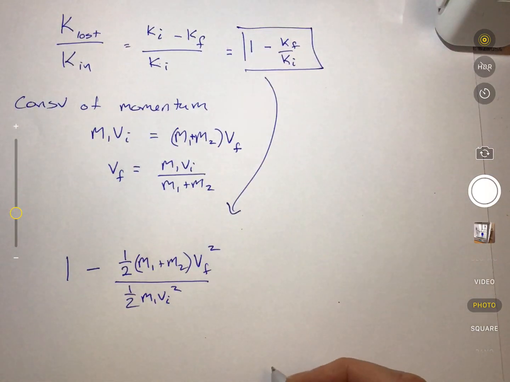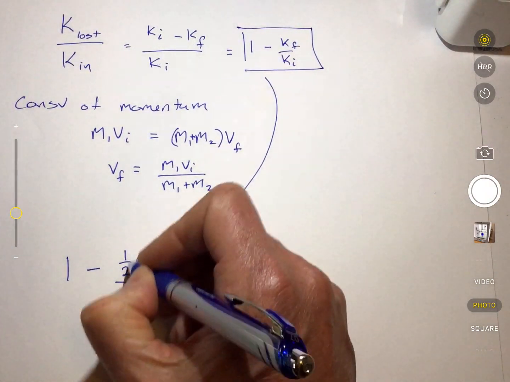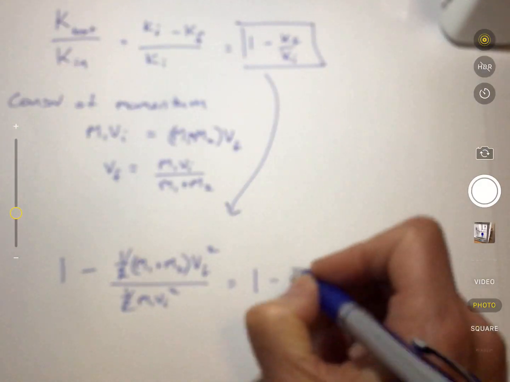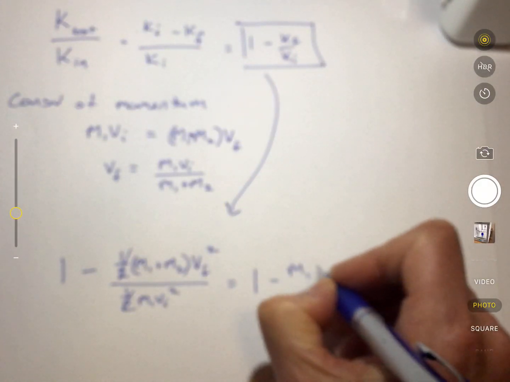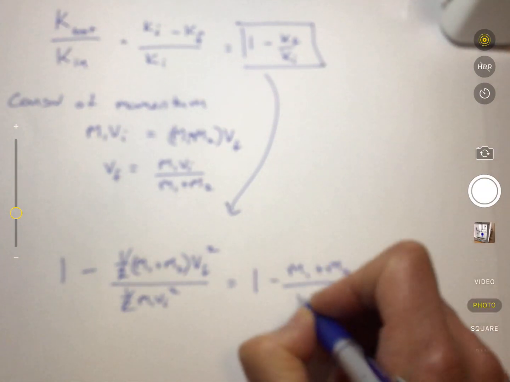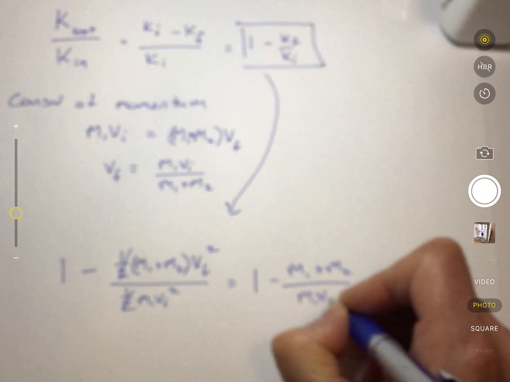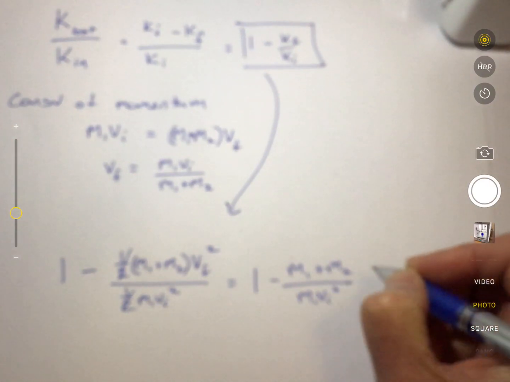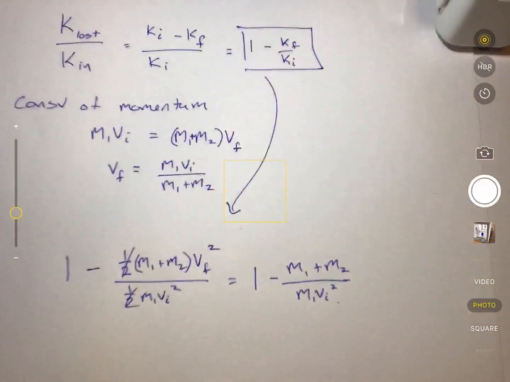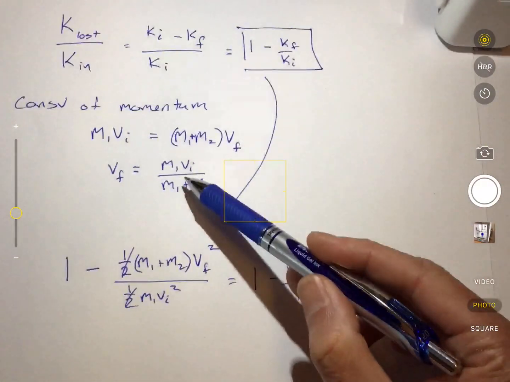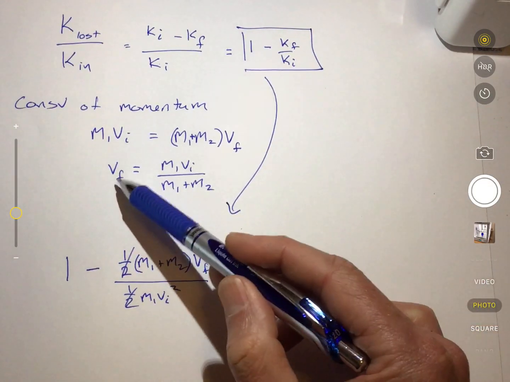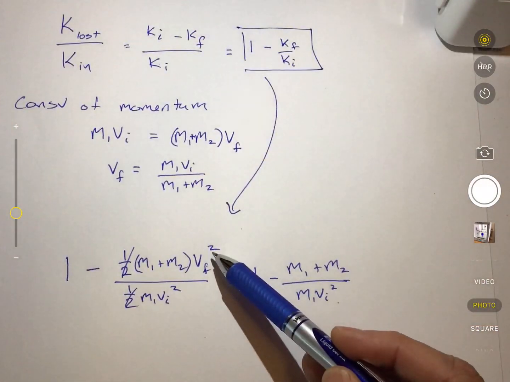So right away, I'm going to clean the thing up. The halves cancel out, right? So this would be simplified to this, m1 plus m2 over m1 v initial squared. Now, how am I going to treat this? This is what I'm going to use this expression for VF for. So what am I going to do? I'm going to plug in VF, and I'm going to square it.